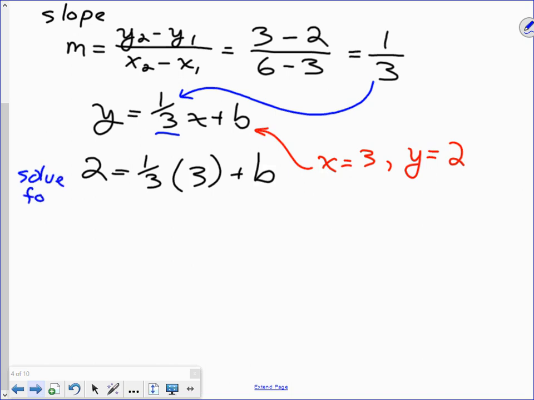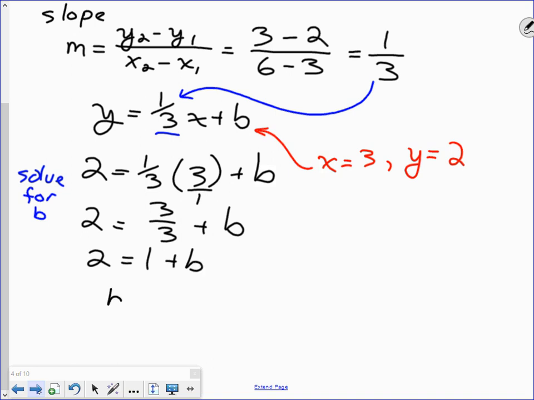Solve for b. I'm going to think of this 3 as 3 over 1. 1 over 3. 1 times 3 is going to give me 3. 3 times 1 is going to give me 3, so I'll get 3 over 3. 3 over 3 is just 1. Subtracting 1 from both sides, b is equal to 1.